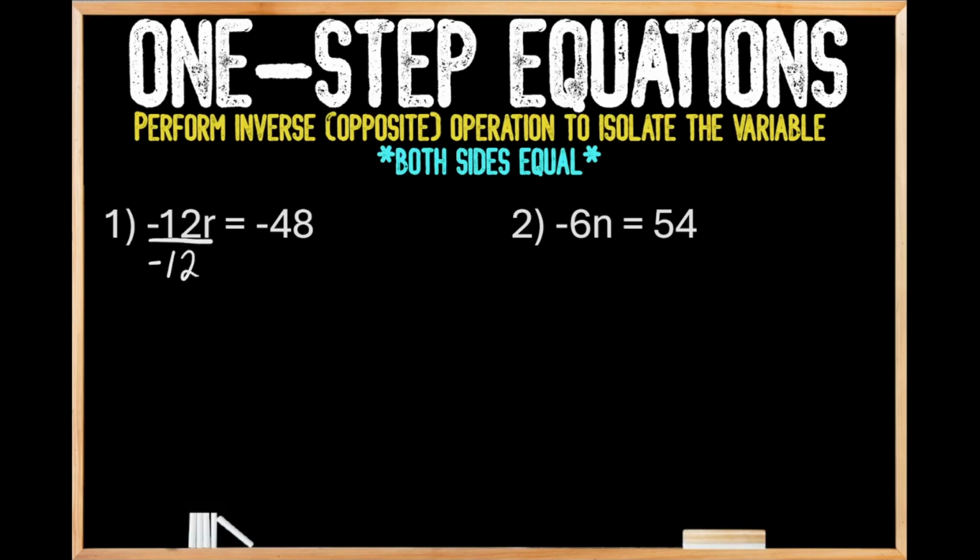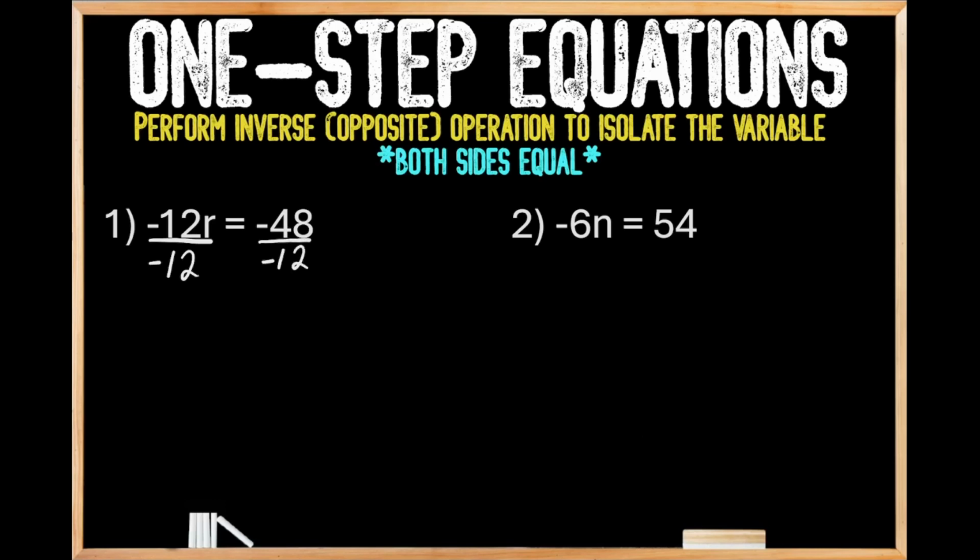And this brings up a very important point here in that we need to keep both sides equal. So that means that since we're dividing the left-hand side of this equation by negative 12, we need to do the same thing to the right side of this equation as well.